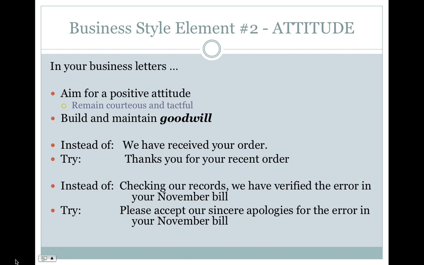Instead of, "We have received your order," which sounds very stiff, very formal, instead, maybe, "Thank you for your recent order." Okay, the S in there should be gone. I have a typo. "Thank you for your recent order." Instead of, "Checking our records, we have verified the error in your November bill," try writing, "Please accept our sincere apologies for the error in your November bill." A simple please or thank you is often enough to make a mundane letter more courteous.